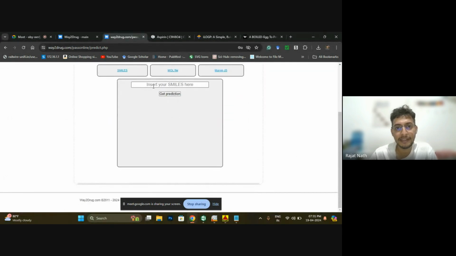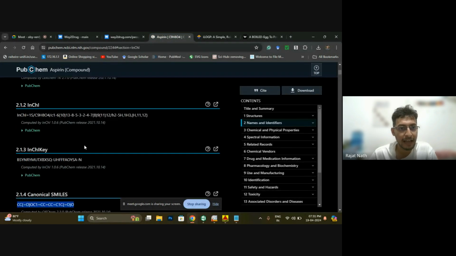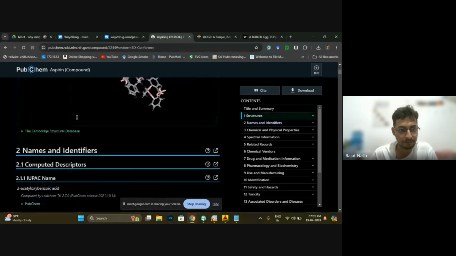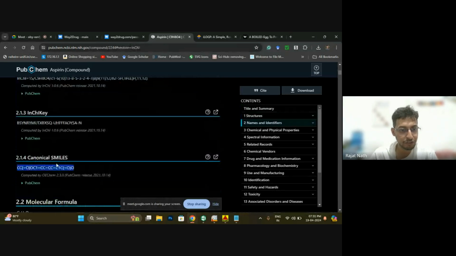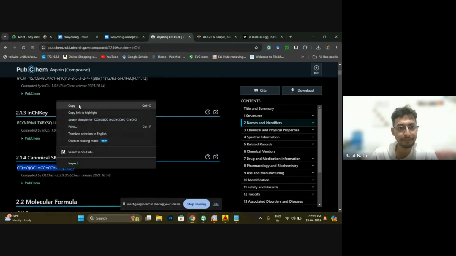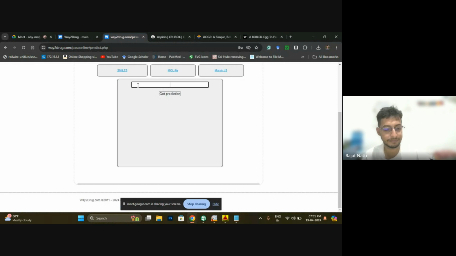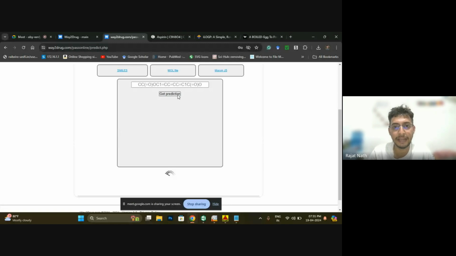Here it is written, insert your SMILES here. I will get my SMILES from PubChem. So this is the SMILES. I am copying it, pasting it, and clicking on get prediction.